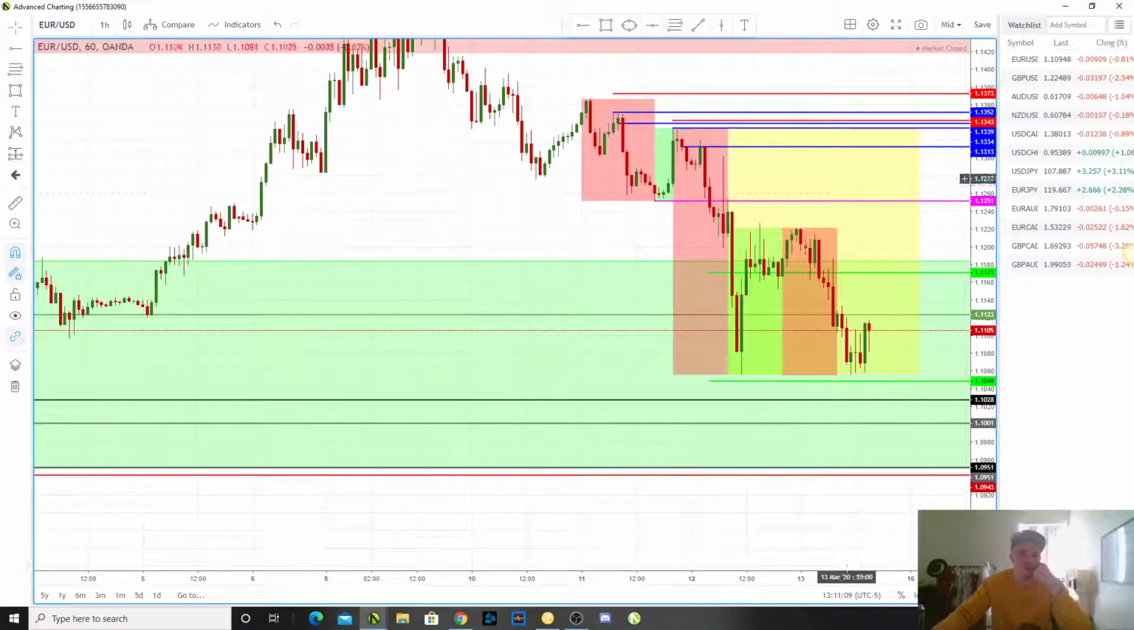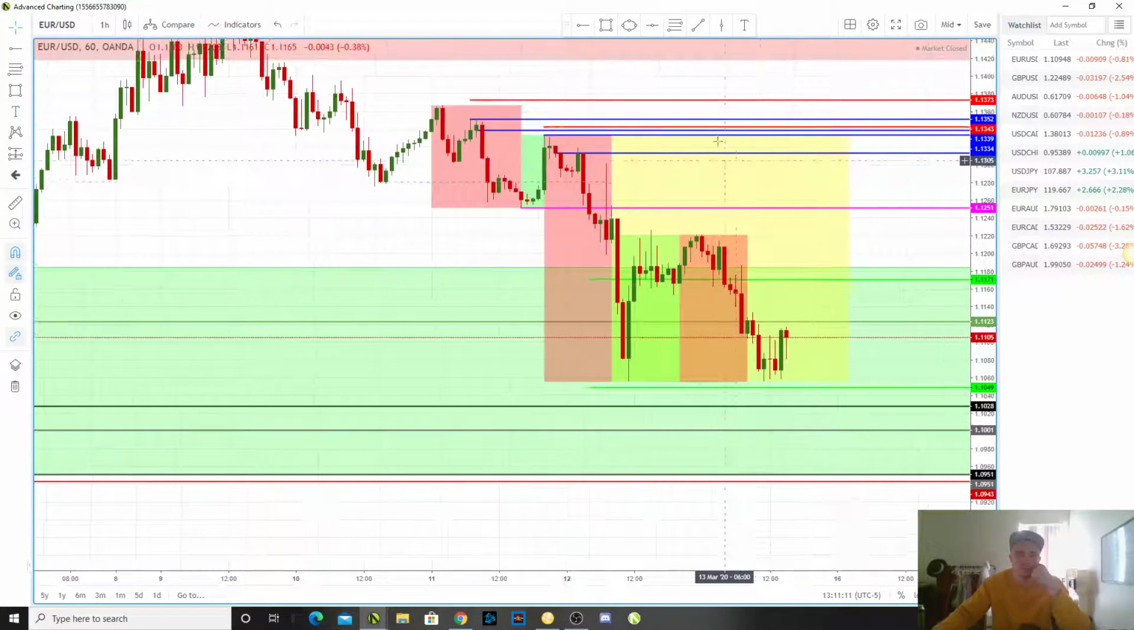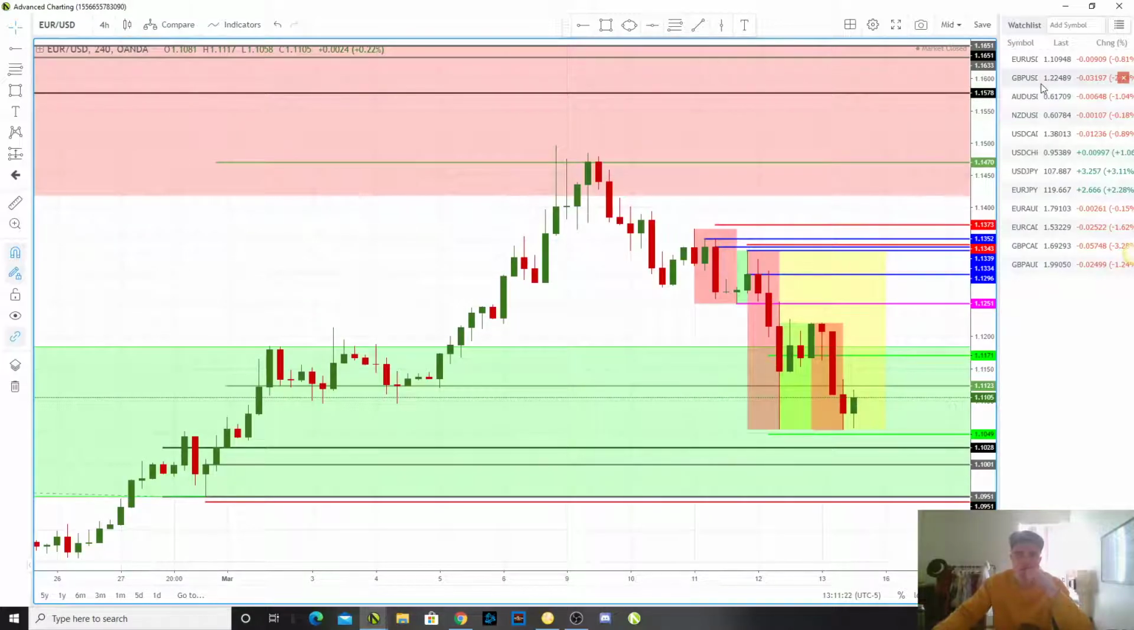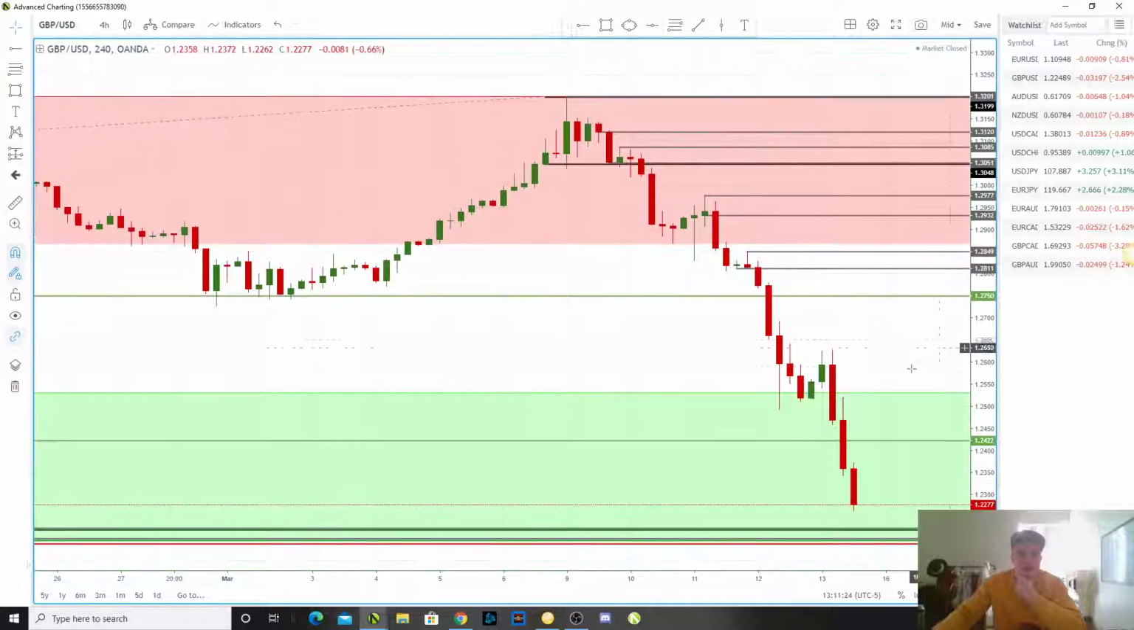So if price, another thing too, since this one is a standard range short, if price were to break out above here, then both longs and shorts would be able to be taken. But we'll cross that bridge when it gets here. Moving on to the pound.